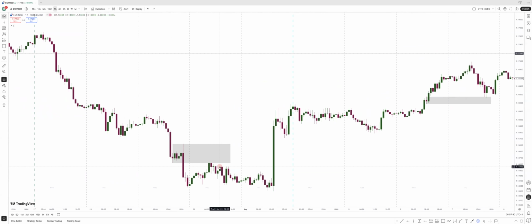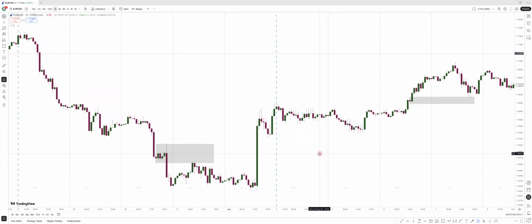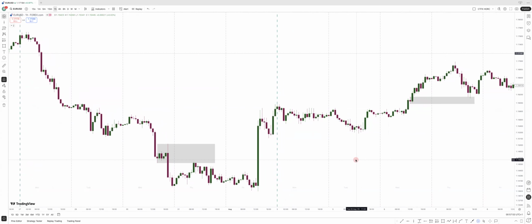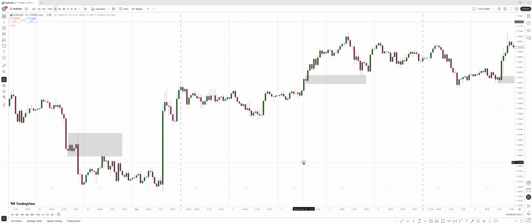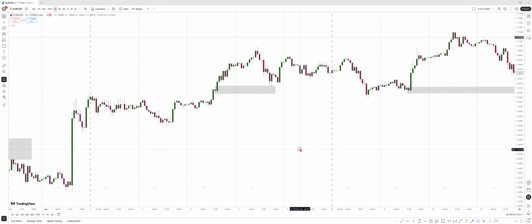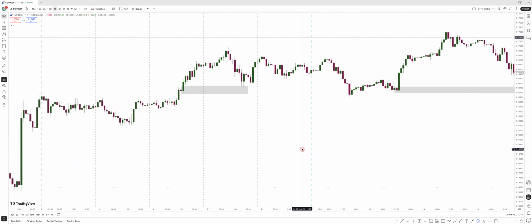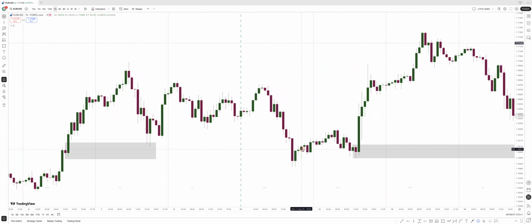That's the first one. The second type of zone, I'm going to save the best for the last. The second type of zone is wick zones. People don't know that wicks are very powerful zones. In fact, I won't say more than OB, but you understand what I'm saying already. Wicks are very powerful zones.